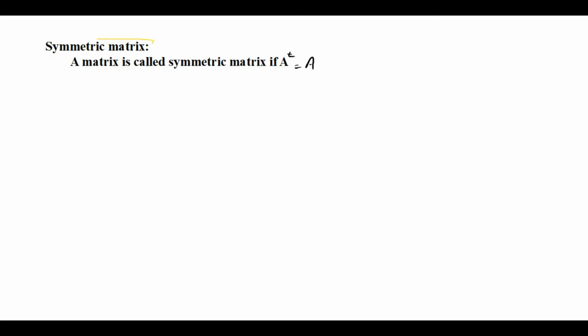Today our topic is symmetric matrix. A matrix is called symmetric matrix if A transpose is equal to A. Let's have an example.